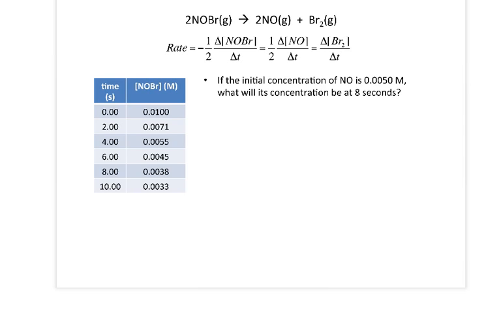Okay, so now in this problem, same reaction, same time interval, but we're told that the initial concentration of nitrogen monoxide is 0.0050 molar, and we want to know what its concentration will be at 8 seconds. On the last slide, they asked about the rate of change of the concentration, so they wanted the whole thing, delta NO delta T. Now, because we're just asking about the concentration, I'm going to be solving for the numerator. So I'm going to be solving for the change in NO.